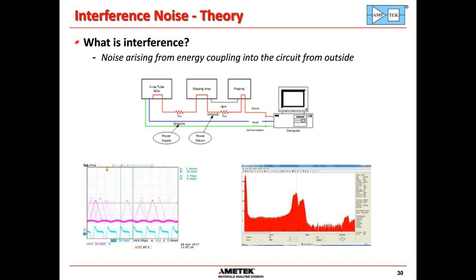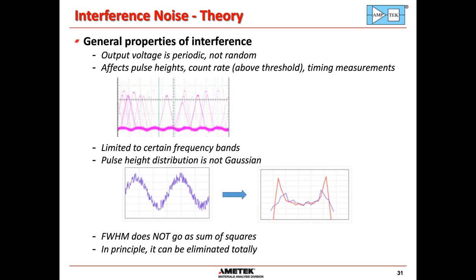So a property of interference is that the output voltage is periodic. It's not random. Like intrinsic noise, it affects the pulse height and the count rate above threshold, but it's limited to certain frequency bands, and the pulse height distribution is not Gaussian. You can by eye differentiate the Gaussian peaks from the non-Gaussian. In principle, you can eliminate it totally. In practice, it's hard to get it completely gone, but it can be made negligible.